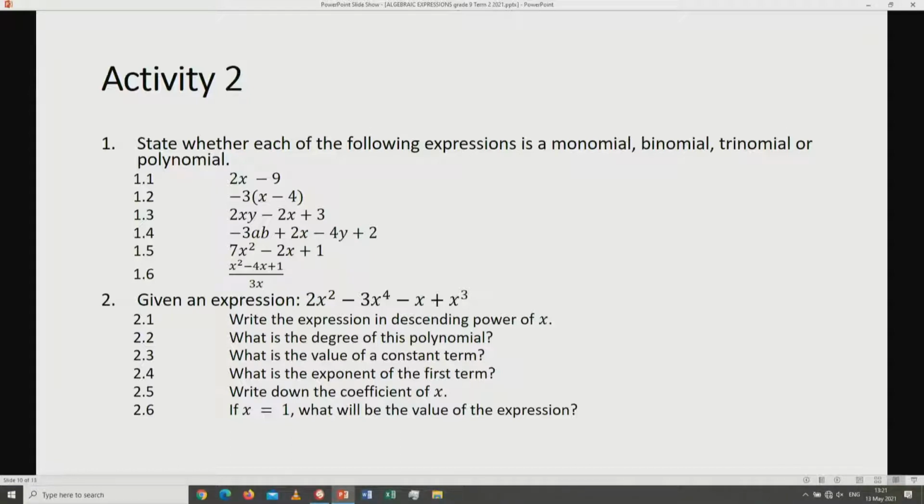All right. Now, let's check the activities. Remember, we said we have to do this activity: state whether each of the following expressions is a monomial, binomial, trinomial, or a polynomial. So if we check 1.1, we have 2x minus 9. Can you see 2x minus 9? If it is 2x minus 9, how many terms is it? It's the first term and the second term. So we call it a binomial.